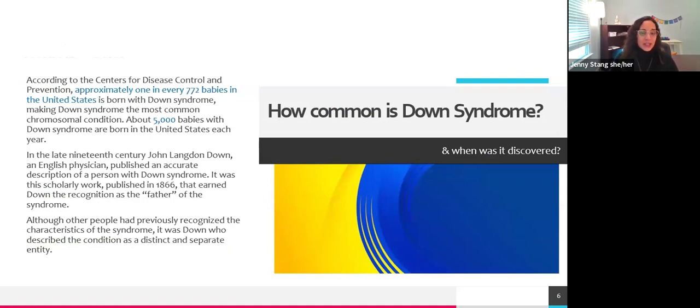In the late 19th century, John Langdon Down, an English physician, published an accurate description of a person with Down syndrome. It was this scholarly work, published in 1866, that earned Down the recognition as the quote-unquote father of the syndrome. Although other people had previously recognized the characteristics of the syndrome, it was Down who described the condition as a distinct and separate identity. So that's where we get the name Down syndrome, because of John Langdon Down, the man who first wrote the scholarly article about the characteristics and the diagnoses, okay?